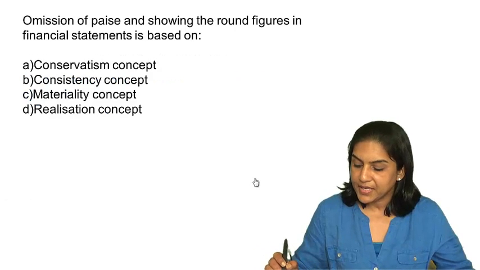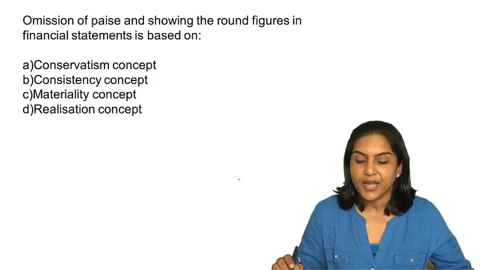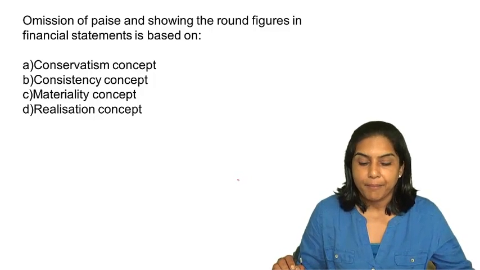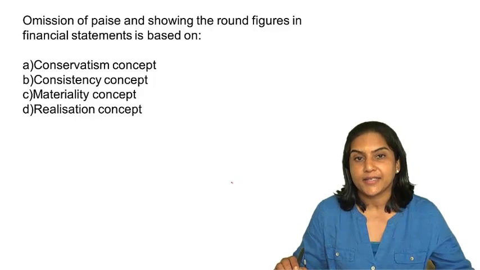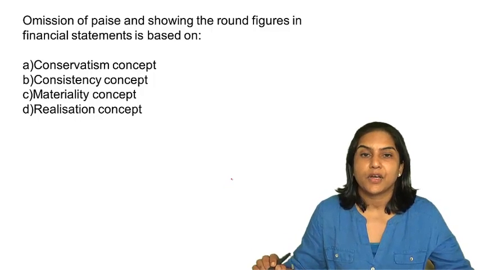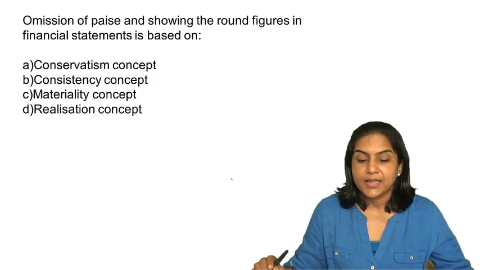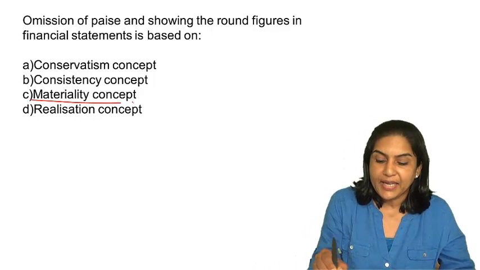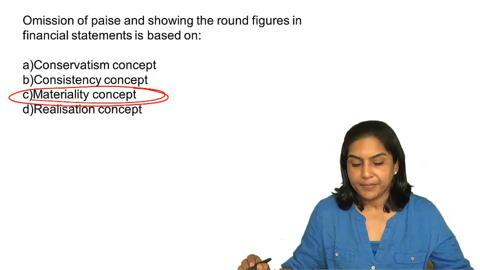Omission of paise and showing the round figures in financial statements is based on A, conservatism concept, B, consistency concept, C, materiality concept, and D, realization concept. Financial statements are now largely shown in thousands of rupees or crores of rupees for companies. This is largely because of the materiality concept. Paise can be omitted.